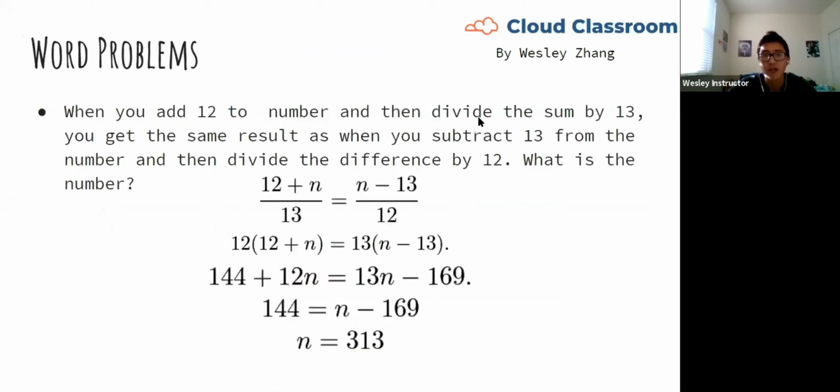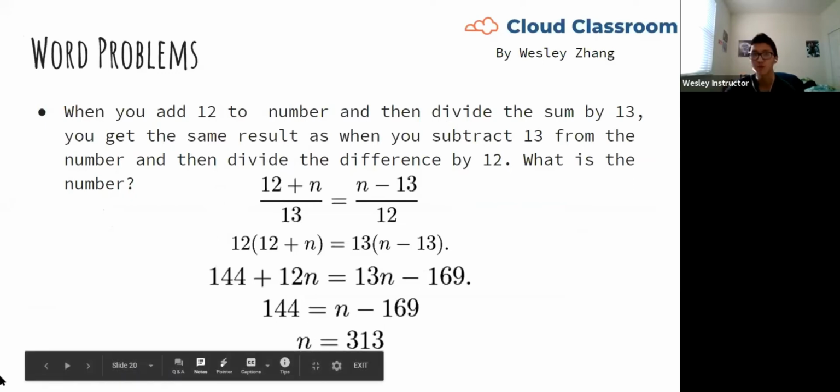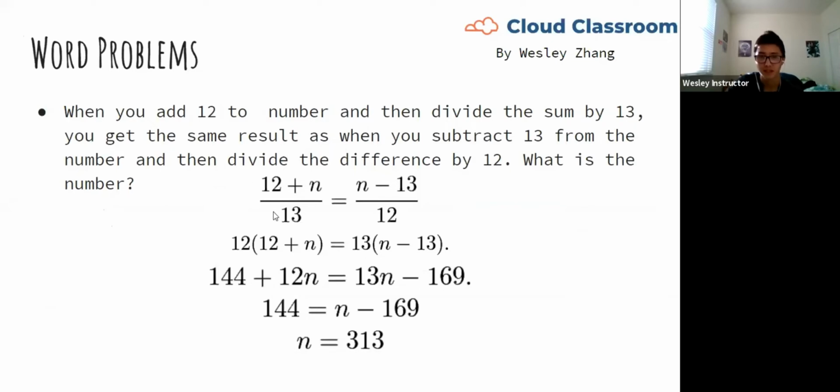All right. When you add 12 to a number and then divide the sum by 13, you get the same result as when you subtract 13 from the number and then divide the difference by 12. What is the number? All right, so here, the topmost row, you guys see this question written out as a math problem. So when you add 12 to a number, 12 + n, and divide the sum by 13, you get the same result, so the equal sign, as when you subtract 13 from the number, so n - 13, and then divide by 12.